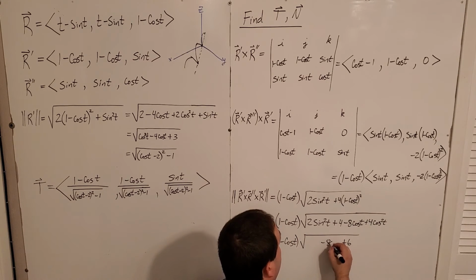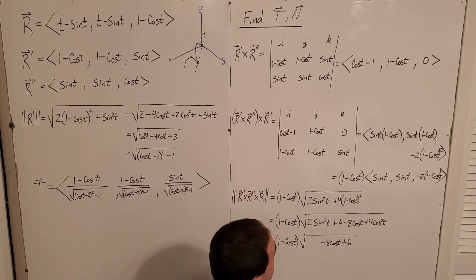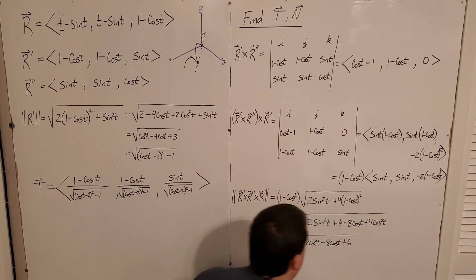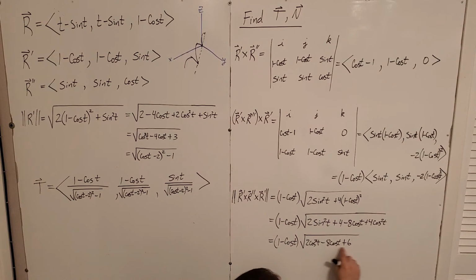The negative 8 cosine t is still there, but now all I have is a 2 cosine squared t. Well, you notice I can factor a 2 out, right? So I'll do that. Square root of 2 will be out here. This will be 1, 4, and 3. That should look familiar.